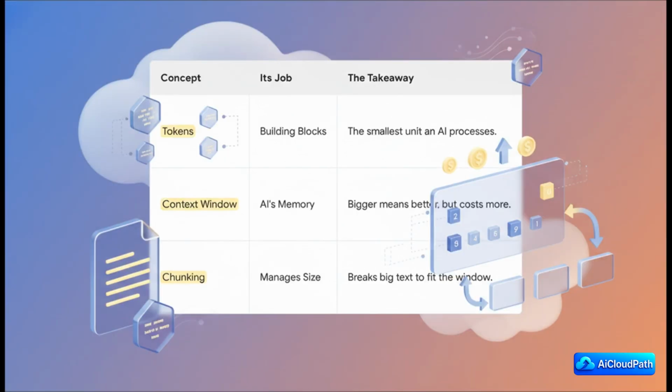So just remember, it all kicks off with tokens. Those are the basic building blocks of AI language. The number of tokens a model can juggle at once is its context window. That's its short-term memory. The big rule there is bigger is better for quality, but it costs more. And finally, to handle anything that's too big for that window, we use chunking. That's how we manage size, breaking down huge texts into digestible pieces.